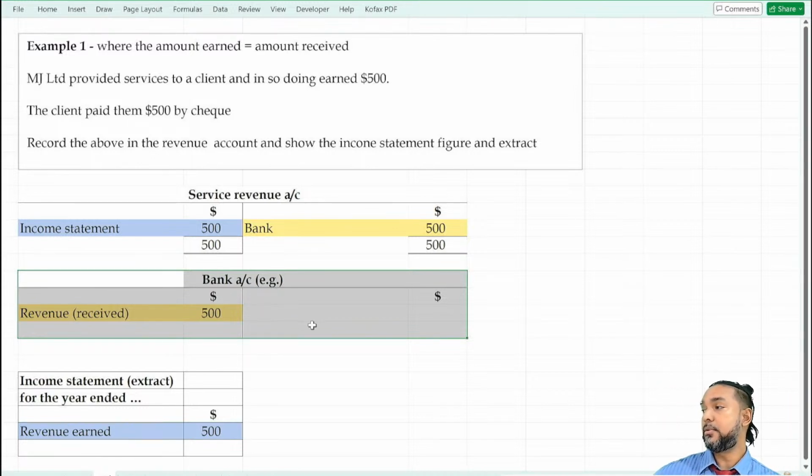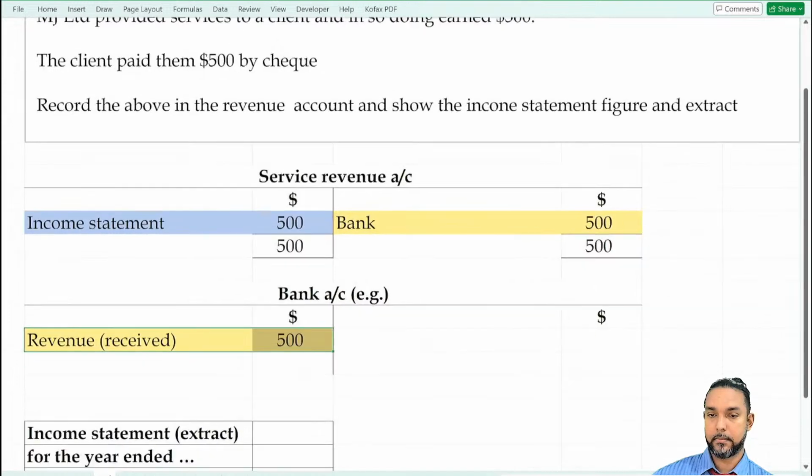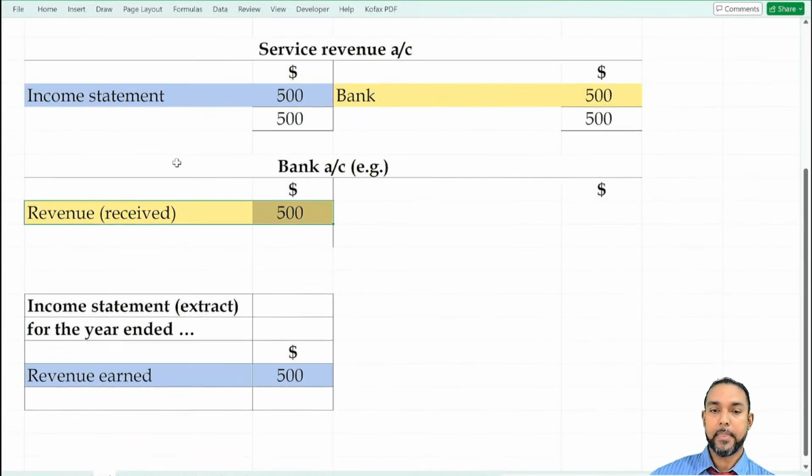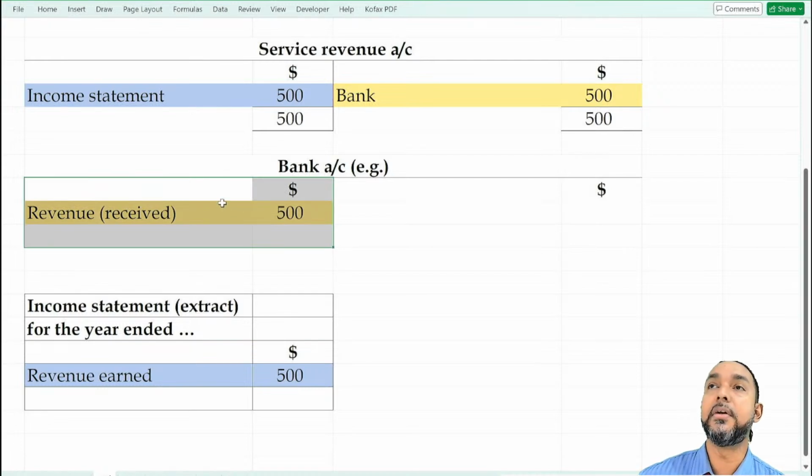Bank being an asset, to record an increase in an asset, you have to debit, right? So that's why we debit the bank. So again, this is a debit to the bank account. Let me actually zoom in a little bit more. So this is the bank account here. This is the debit side, and this is an entry.